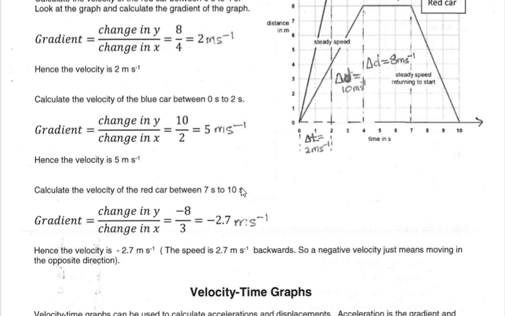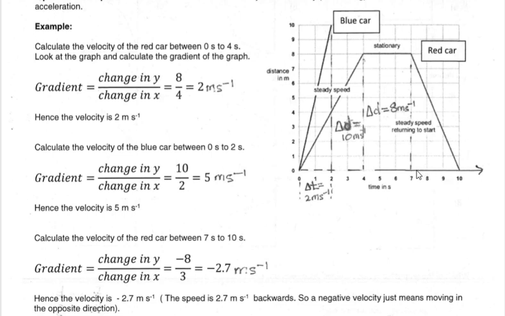Calculate the velocity of the red car between 7 to 10 seconds. There's 7 seconds, there's 10 seconds, so the red car is going down from 8 meters to 0 meters. So therefore, there is a deceleration, or you could say a negative acceleration. If it's distance, we're talking about going backwards, or if it's displacement here, then we can be talking about a deceleration.